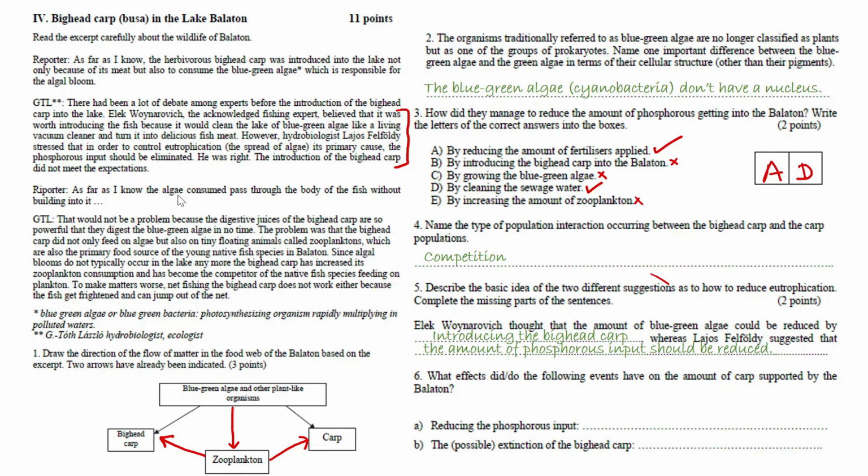What effects do the following events have on the amount of carp supported by the Balaton? Reducing the phosphorus input: so if the phosphorus input is reduced, then less algae will be present, more zooplankton will get eaten by the bighead carp, therefore less carp can survive in the lake. So the result will be the reduced amount of carp, and the possible extinction of the bighead carp. It's a direct connection; obviously it will increase the amount of carp. All right, let's move on to the fifth exercise.